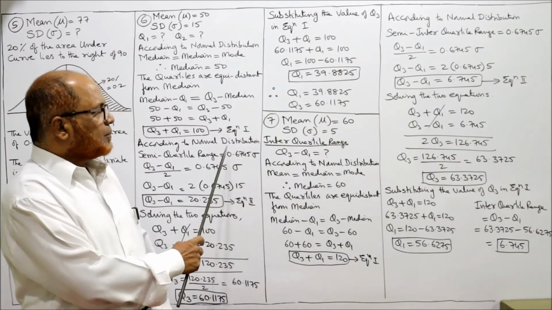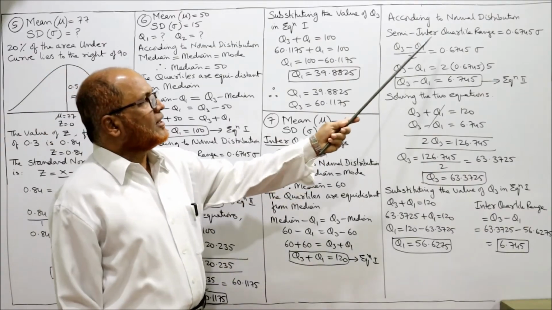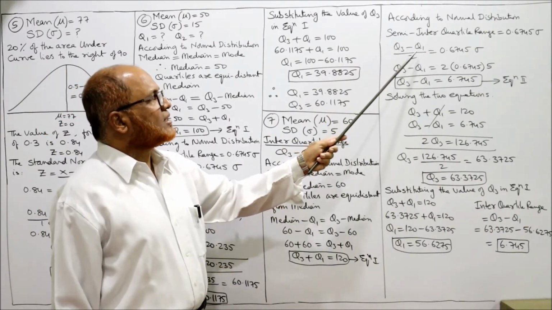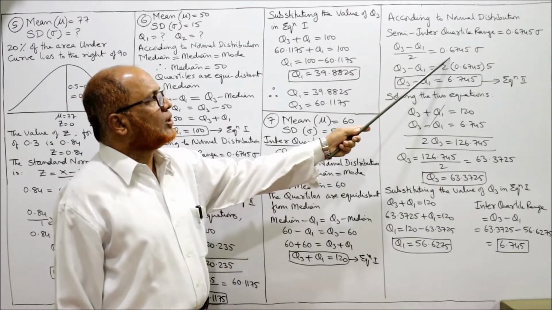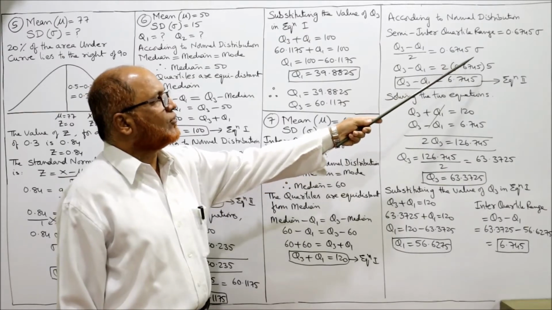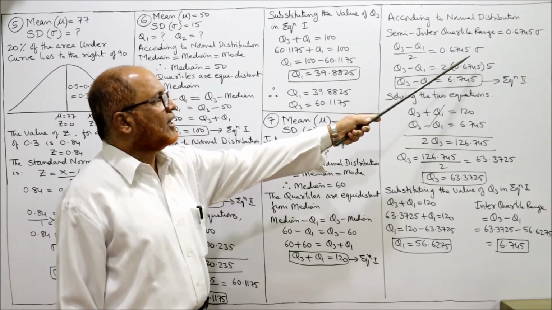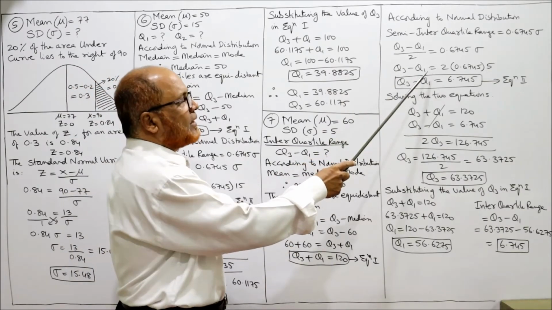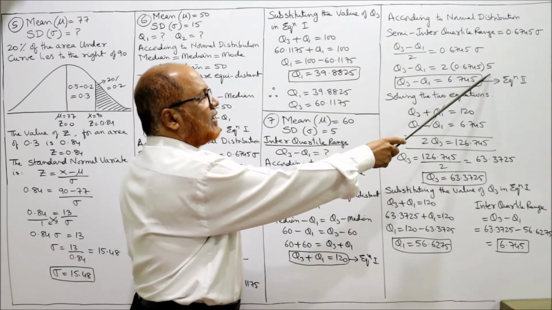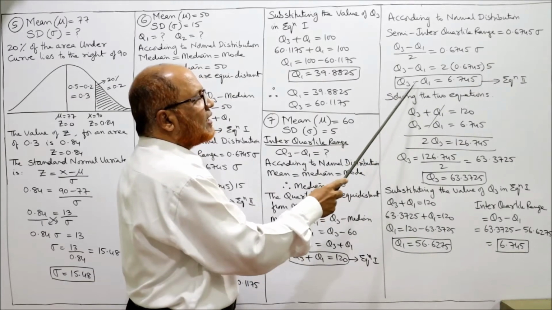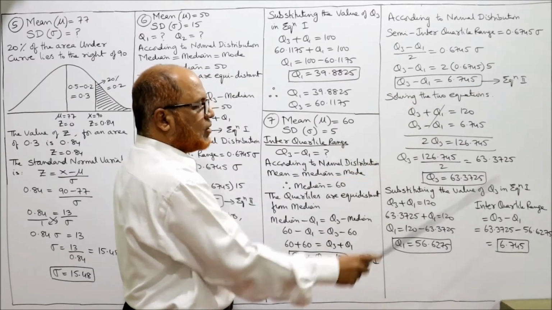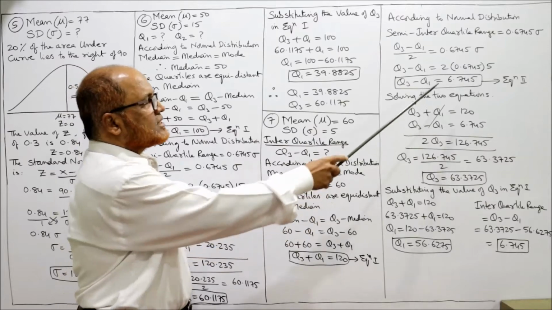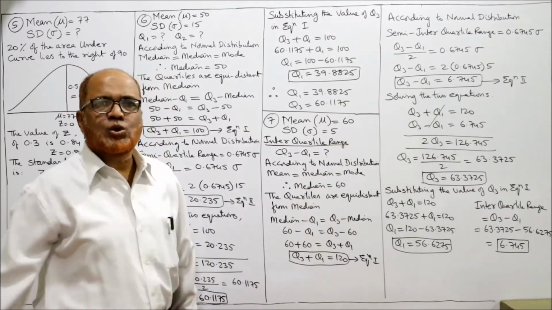Just like the previous problem. So semi interquartile range formula, Q3 minus Q1 divided by 2 is equal to 0.6745 into standard deviation. So Q3 minus Q1 is equal to 2 into 0.6745 into 5 after cross multiplying. Here itself we got Q3 minus Q1 is equal to 6.745. Here itself our answer is over.